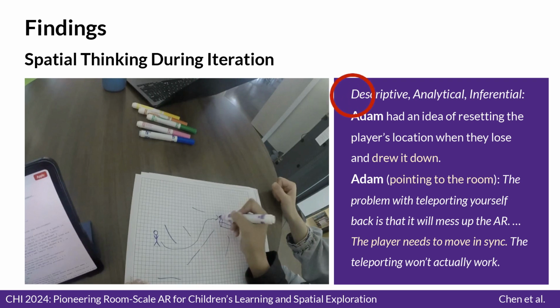Here, Adam used all three functions of spatial thinking. He described the situation with figures and body gestures. He analyzed the situation and inferred what was going to happen. Finally, he came up with a new idea that the player needs to go back to the starting position. The game would freeze in the meantime.